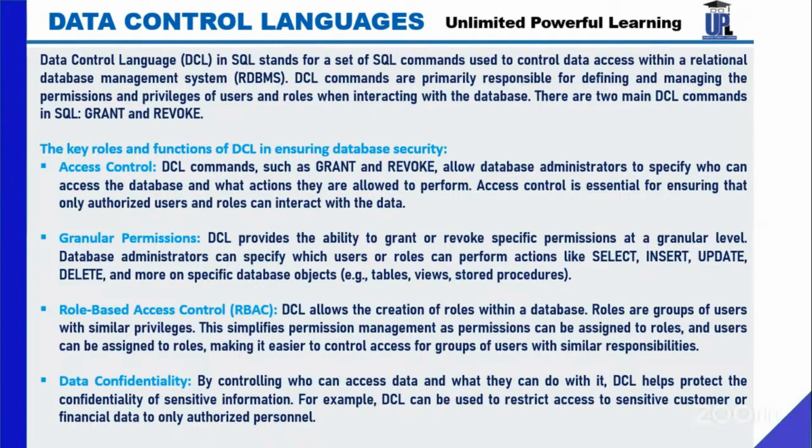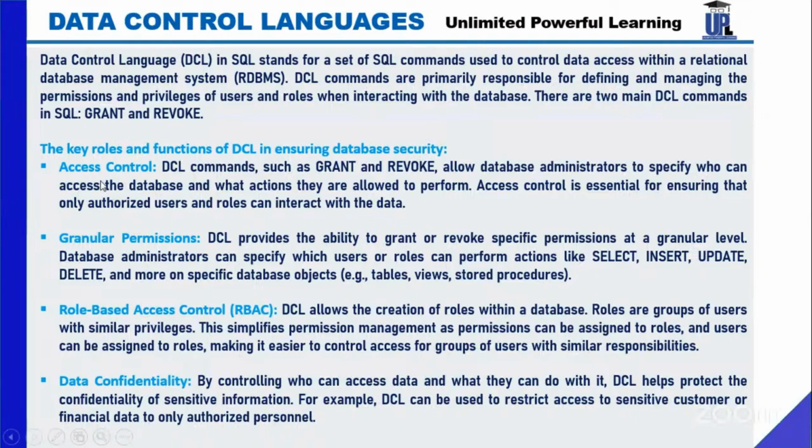So the two main concepts we are talking about are grant and revoke. When you say grant, we are providing permission to execute on a table, view, or anything. Revoke means I want to revert back. So what are the key roles and functions of DCL in ensuring data security?